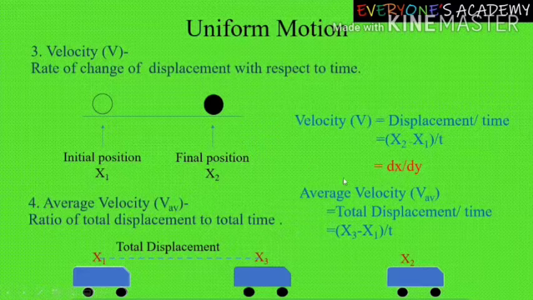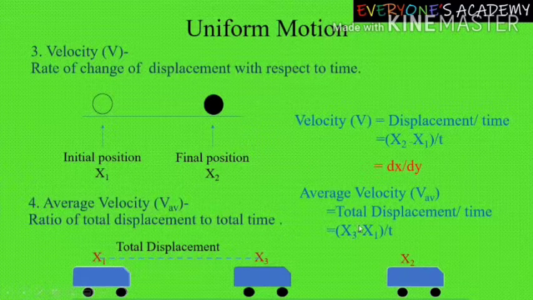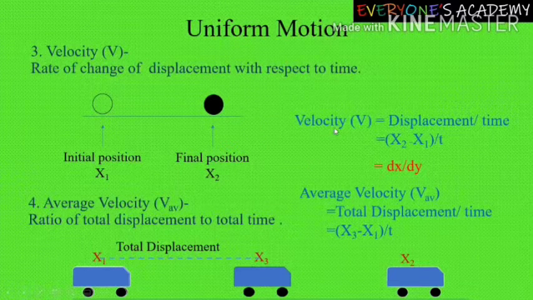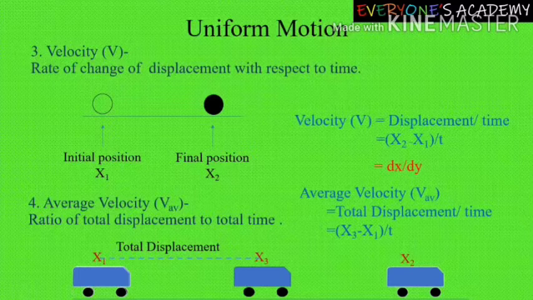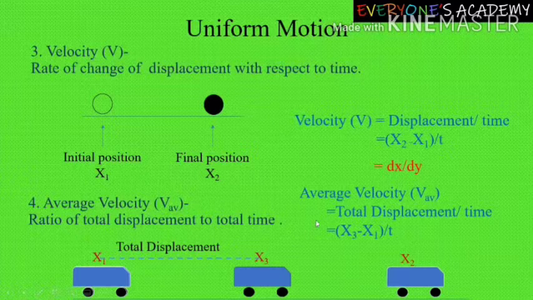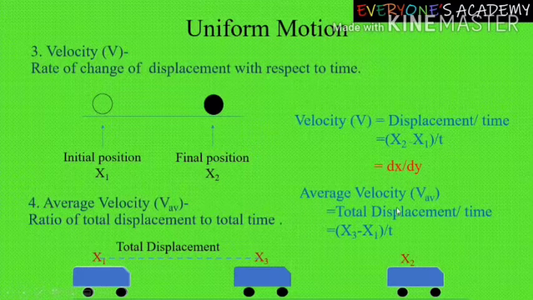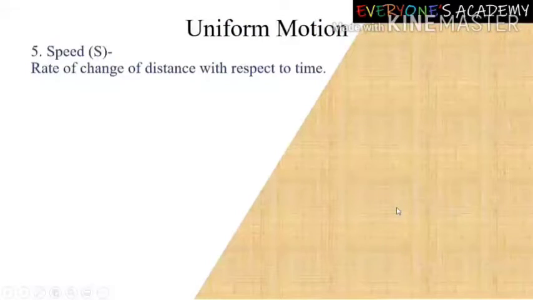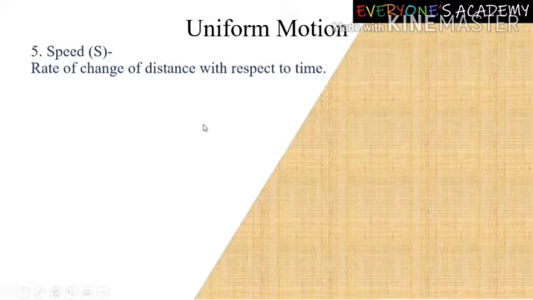So in both the cases total displacement is used, but in case of instantaneous velocity or only velocity, we will be using instantaneous displacement. So in case of velocity and average velocity, displacement is used. In the next concept, that is speed, distance is used. In the previous concept, displacement was used. Here distance will be used.